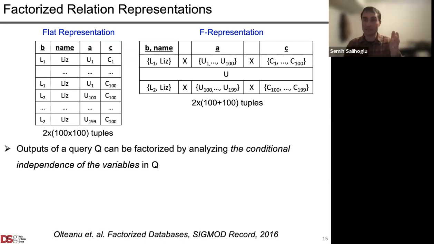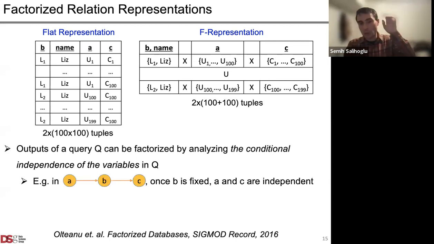This is the insight that this literature had, and the person who led the space in the mid 2010s was Dan Olteanu. He was at the University of Oxford, now at the University of Zurich. He figured out the principles of how a system, a query compiler, could understand when it can factorize the intermediate relations that its query plans are generating.